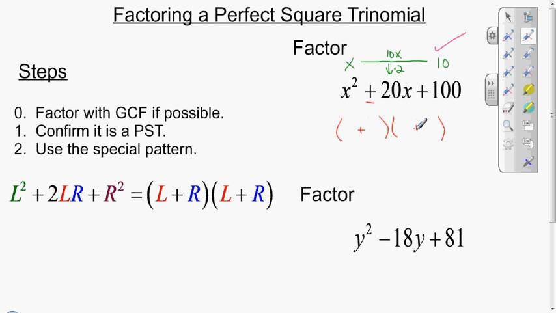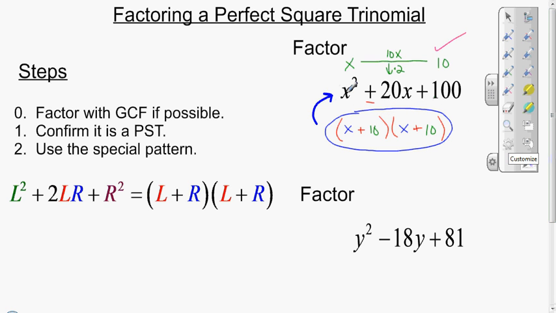And then the only thing I need to do is take the square root of the first term. So the square root of x squared is in fact x, and x. And the square root of the last term, being 100, will be 10 and 10. You could take a moment and FOIL that out and see that you in fact do get the original expression.